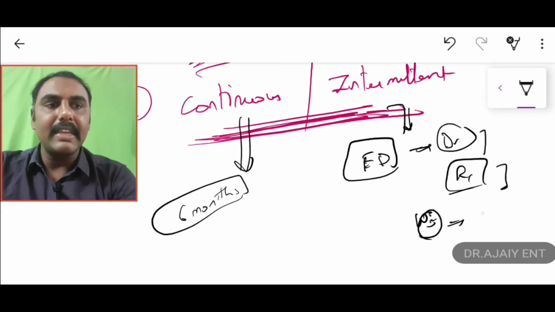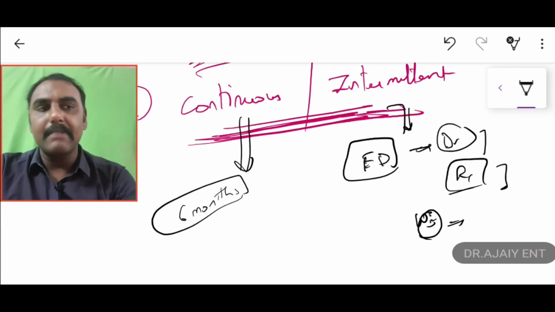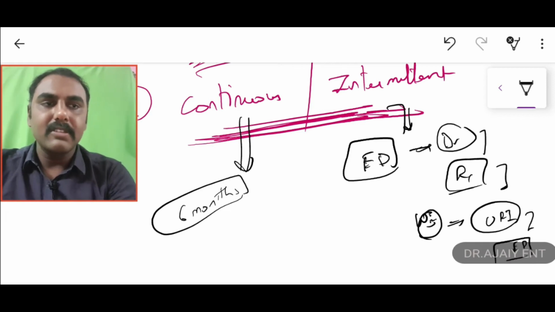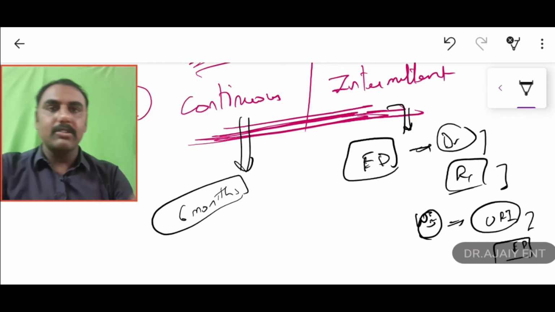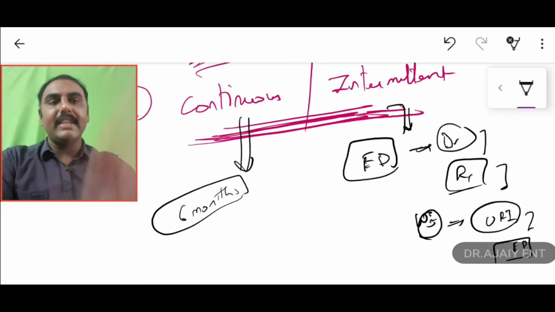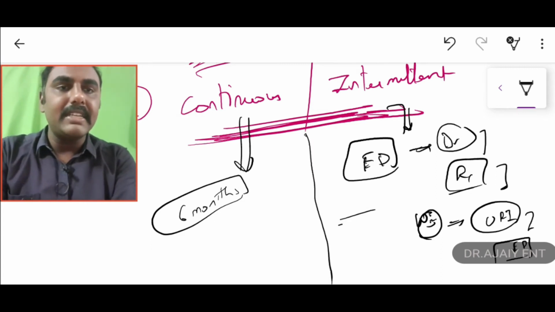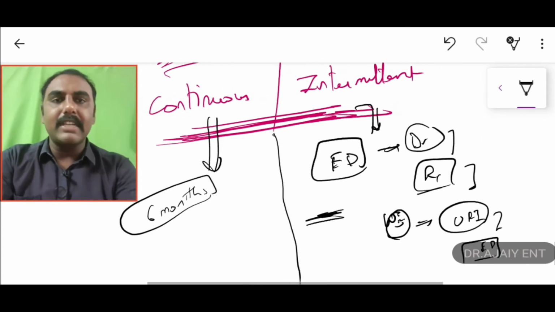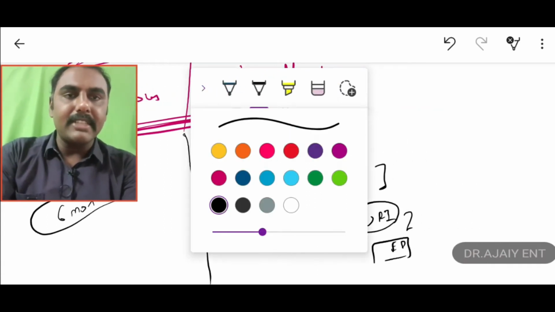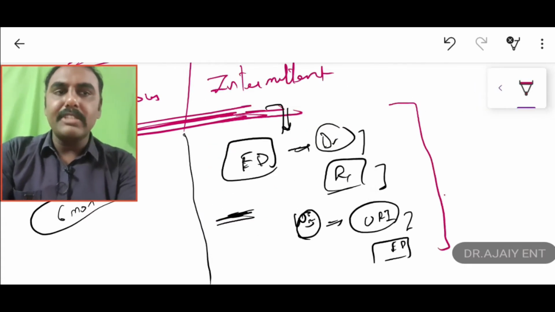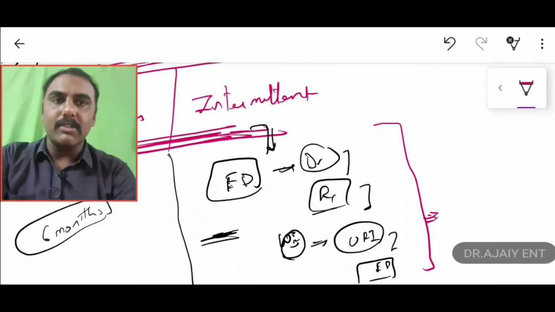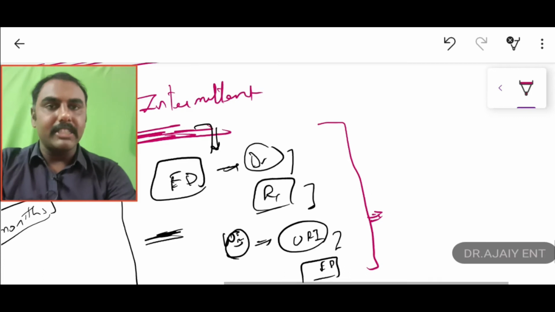But again he goes for swimming or takes a head bath. After the head bath he gets a URI again, and gets an ear discharge again. So now it is an intermittent one. The patient gets ear discharge, in between he becomes normal, then he gets a URI, then again ear discharge. This is an intermittent ear discharge. In your exam, if you get a case of CSOM, mostly it will be the tubotympanic type, not cholesteatoma. Most of the universities will give a case of tubotympanic CSOM.